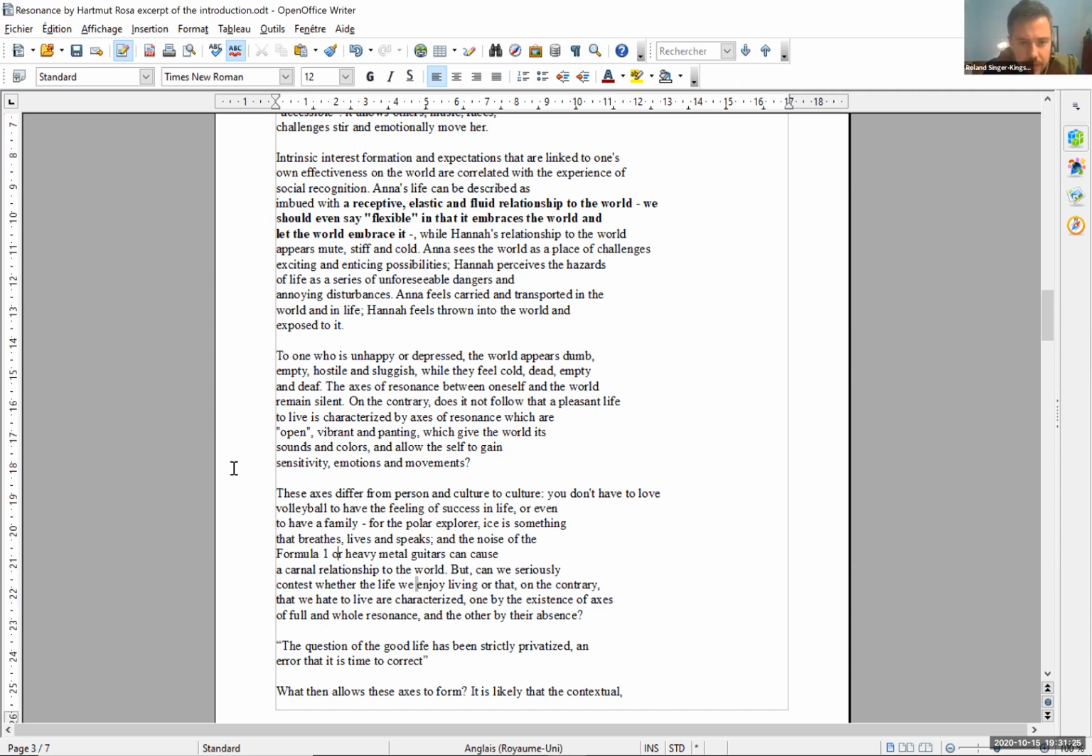These axes differ from person to person and culture to culture. You don't have to love volleyball to have the feeling of success in life, or even to have a family. For the polar explorer, ice is something that breathes, lives, and speaks, and the noise of the Formula One or heavy metal guitars can cause a carnal relationship to the world. But can we seriously contest whether the life we enjoy living, or that on the contrary, that we hate to live, are characterized, one by the existence of axes of full and whole resonance, and the other by their absence?